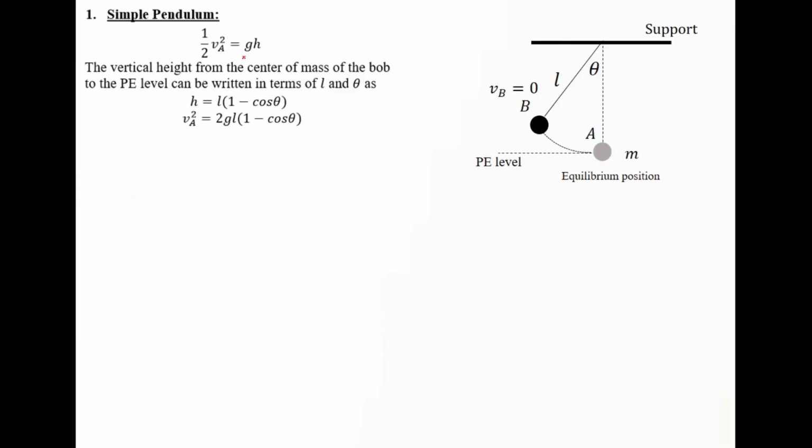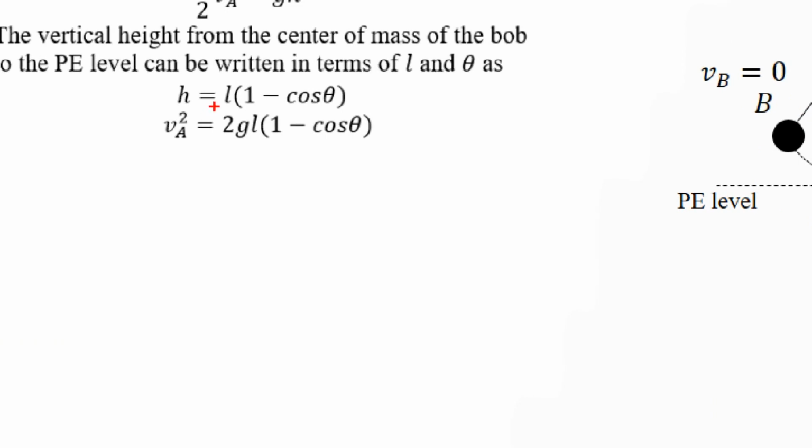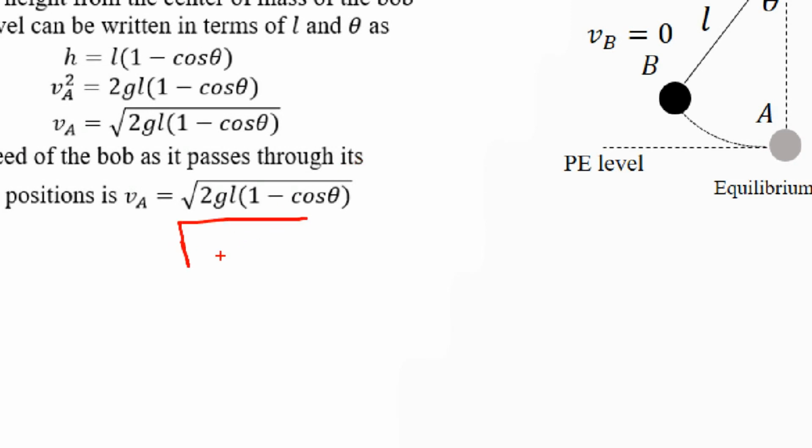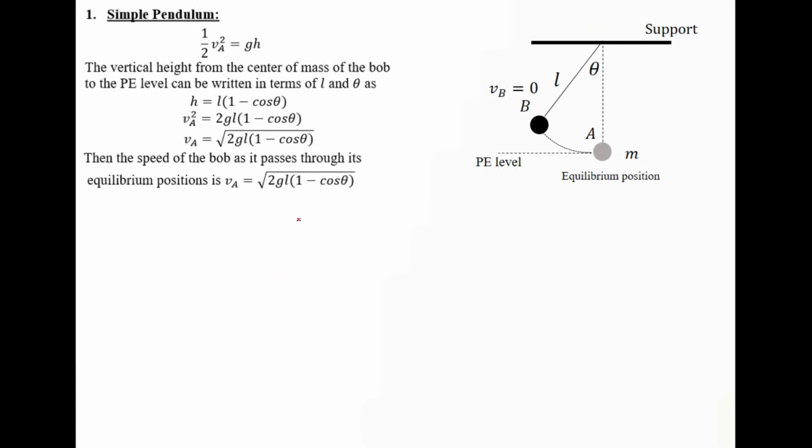Now in this case, the speed is given by the square root of 2gh; we take the square of the speed. Now we can replace h by L times (1 minus cosine theta), and we take the square root again. Then the speed of the bob as it passes through its equilibrium position is given by the square root of 2gL(1 minus cosine theta), which is nothing but the impact speed that we know, where h is replaced by the theta function multiplied by L.